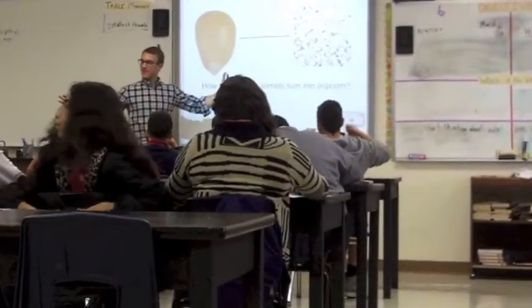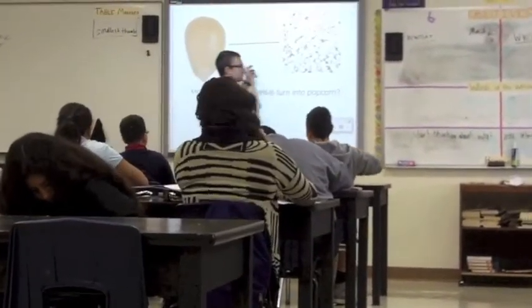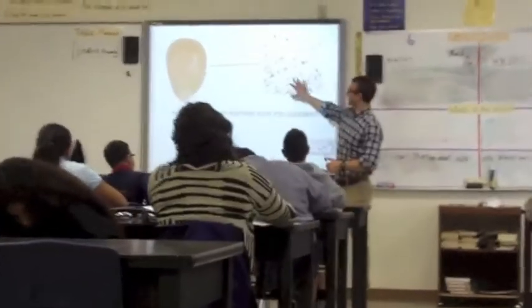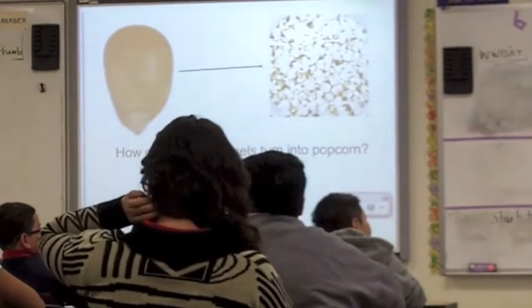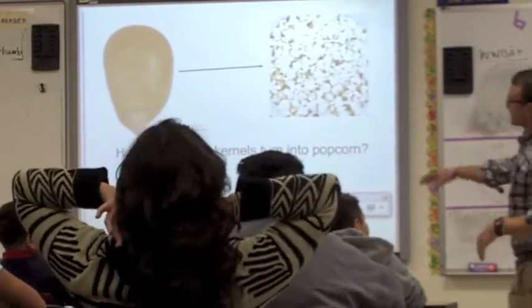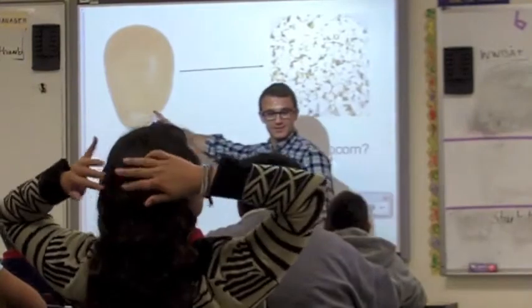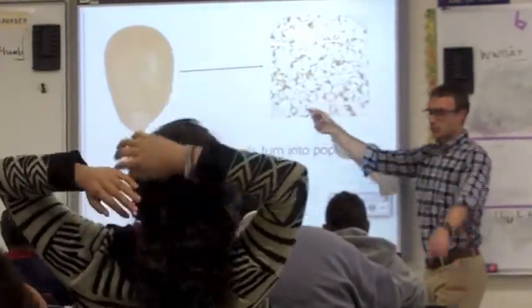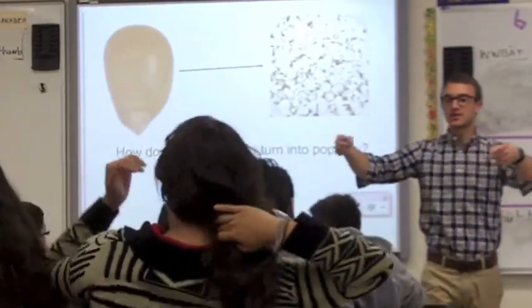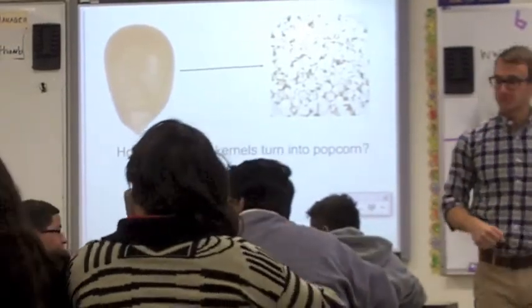And then magically, a couple minutes later, a bunch of these turn into this kind of fluffy looking stuff. It's yummy, right? You put butter on it, you put salt, you eat it during a movie. I usually stay away from popcorn because it gets stuck in my teeth and I don't like that. Kind of annoying. But how do these kernels, what turns them into this? What changes them? Just quickly talk to your partners, 10 seconds. What changes these kernels?